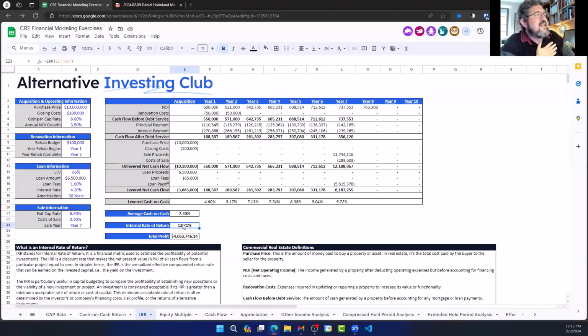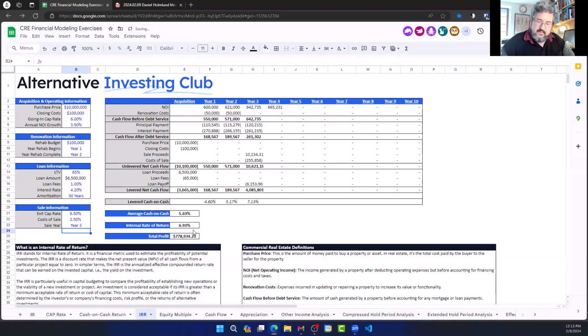Since this is a time value calculation, it's extremely sensitive to how many years it's spread over. So let's say we were to do the same thing, but spread it over 3 years instead of 7 years. You suddenly go from a 3 to a 6. Wait a moment.